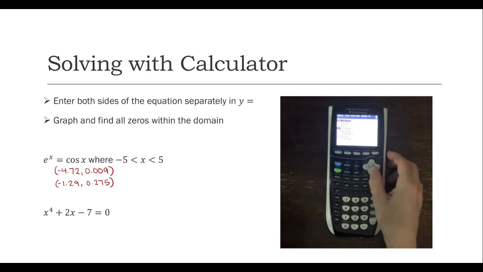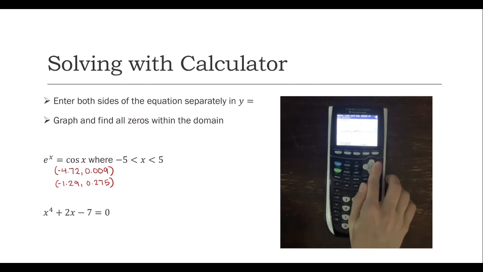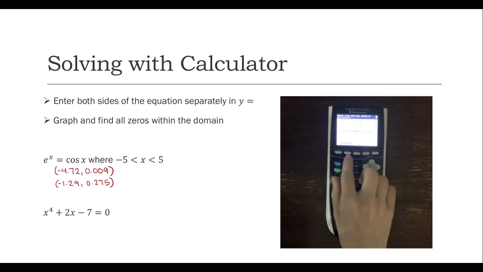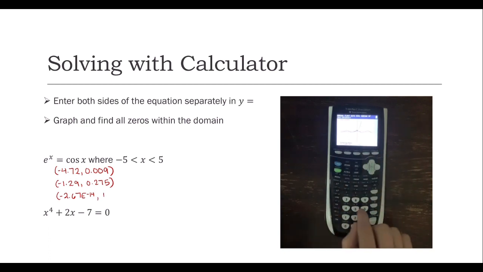And finally, the third intersection is around here. We'll hit enter 3 times. And it's at negative 2.67 e to the negative 14. So that's a really, really small decimal. So it's essentially 0, comma 1. So those are your solutions for the first one.